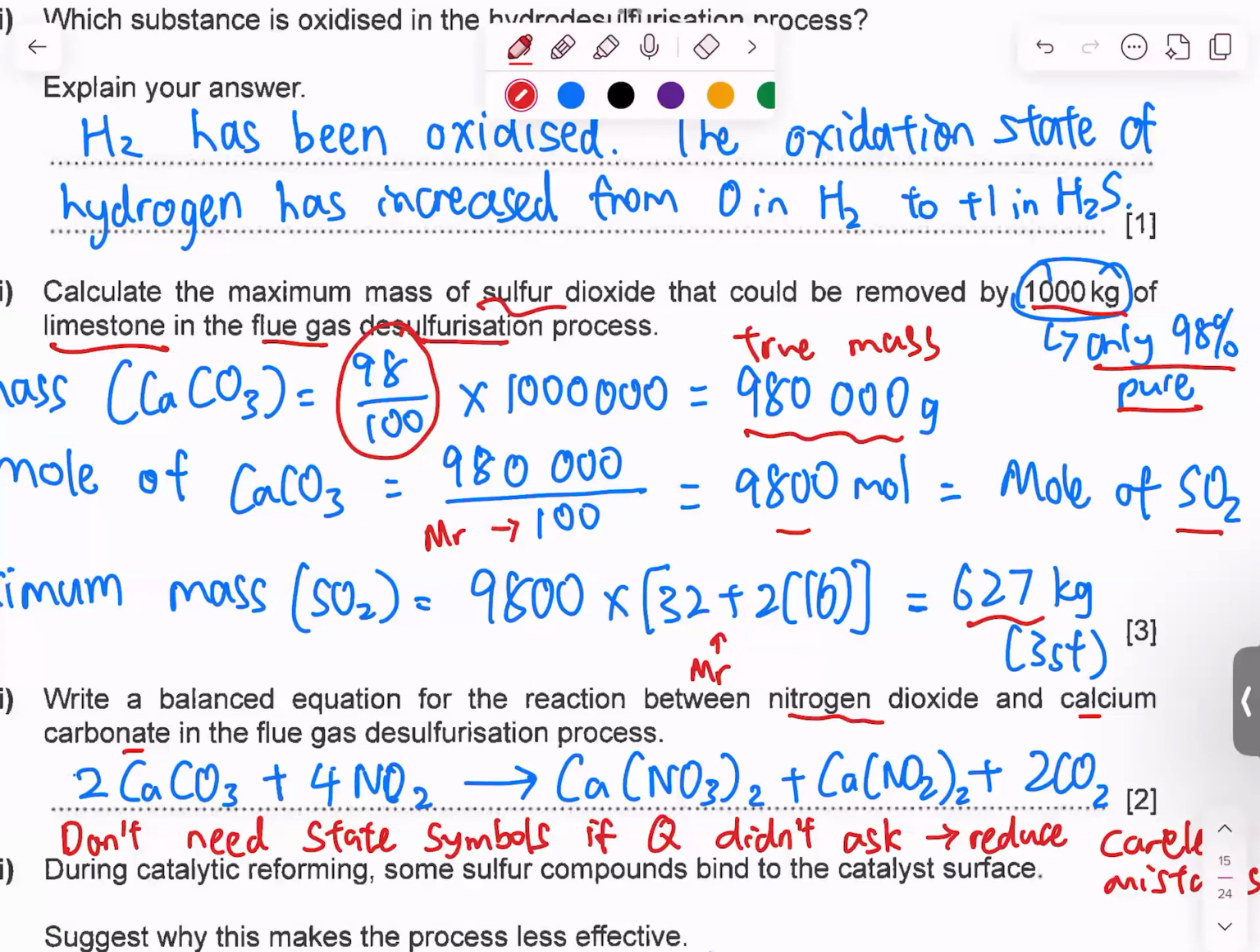Now, students will ask, if the question never requests state symbols, do I write them? I would say if you're practicing past year questions or doing your own revision, you may write. But when it comes to exams, if the questions don't ask you to write, then don't write. Why? Because even if you know the state symbols, there might be a chance that under stress or fatigue, you may accidentally write the wrong state symbol. It happens. It really happens. You may think you wrote aq, but accidentally you wrote g. So why lose those unnecessary marks? Unless the question specifically asks for state symbols, you don't have to write them.